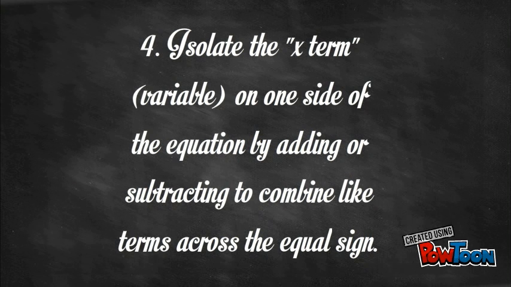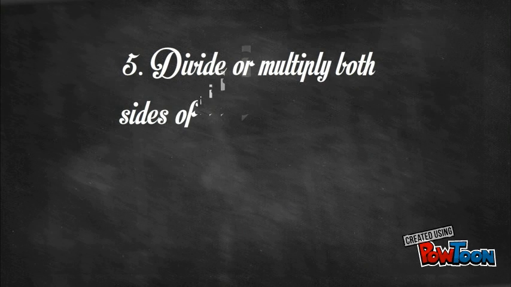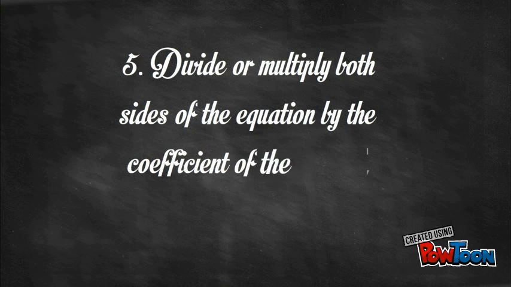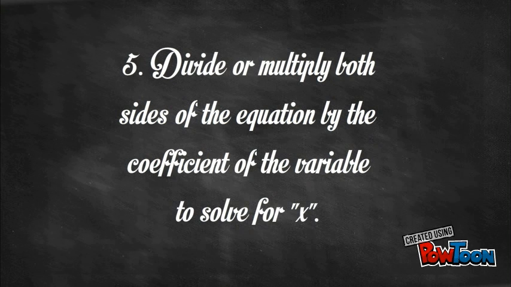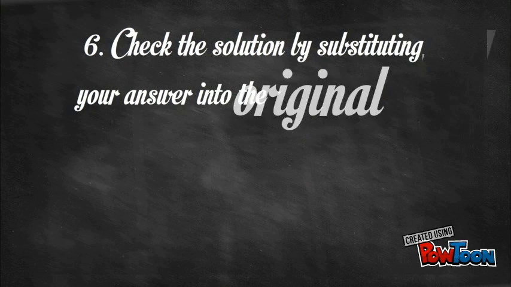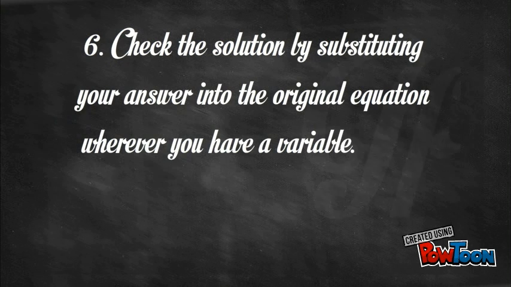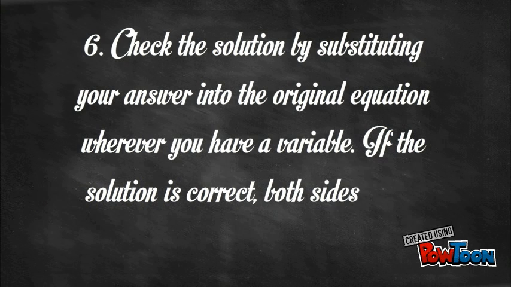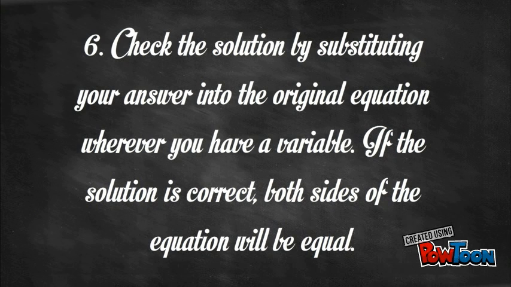The fifth step is to divide or multiply both sides of the equation by the coefficient of the variable to solve for x. And the last step would be to check the solution by substituting your answer into the original equation wherever you have a variable. If the solution is correct, both sides of the equation will be equal.